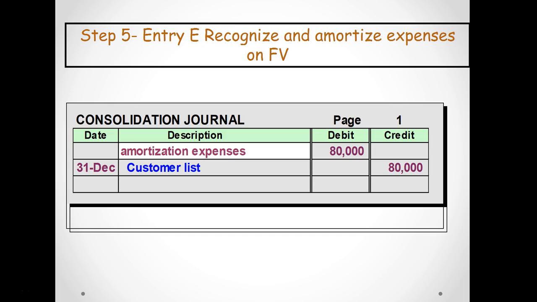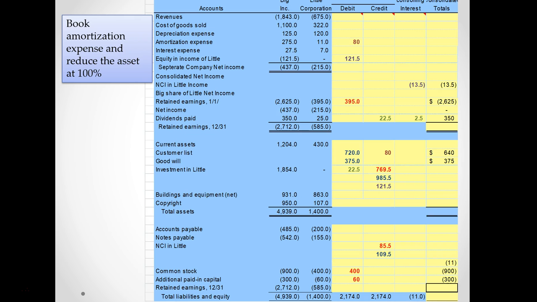Now the next thing we're going to do is book the amortization. Since we account for 100% of the assets adjusted to fair market value, we also have to get 100% of the amortization. And we see that right there.